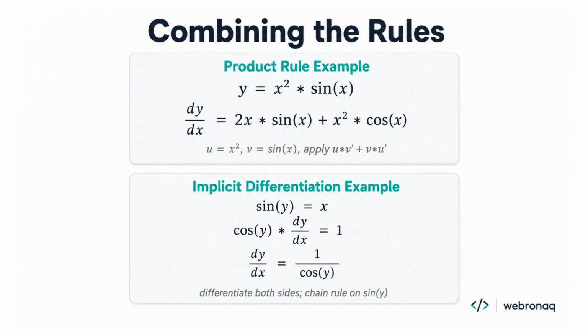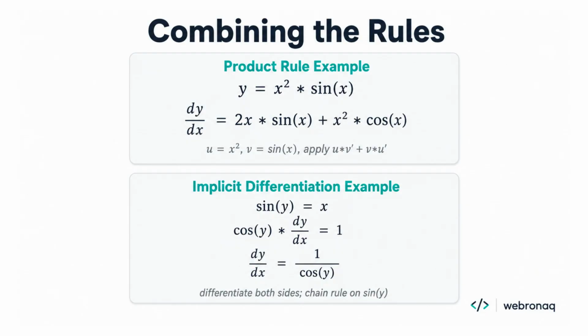Let us put the rules together with two mixed problems. First, a product rule case. For y equals x squared times sine x, we treat x squared as one factor and sine x as the other. The product rule gives us 2x times sine x, plus x squared times cosine x. We use the trig derivative rule on sine x, and the power rule on x squared, simultaneously.